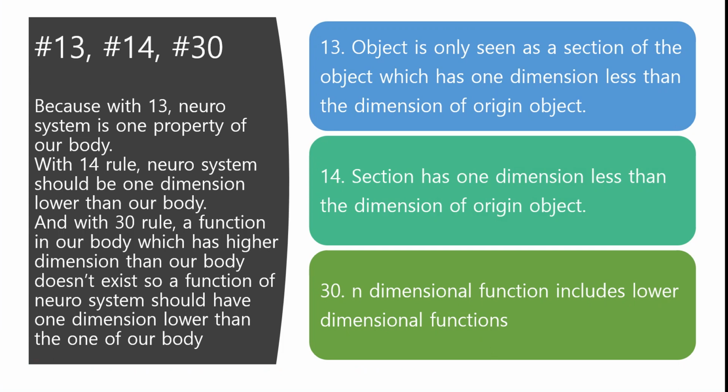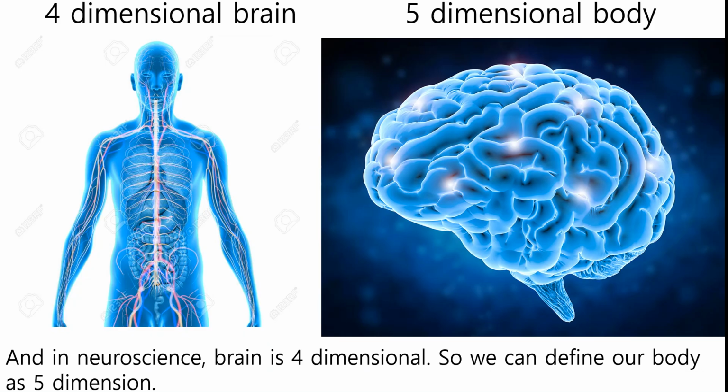And with rule 13, a function in our body which has higher dimension than our body doesn't exist. So a function of the neural system should be 1 dimension lower than the rest of our body. And rule 30 was that an object is only seen as a section of the object which has 1 dimension less than the dimension of the original object. And rule 40 was that a section has 1 dimension less than the dimension of the original object. Number 30 is that an n-dimensional function includes lower dimensional functions.